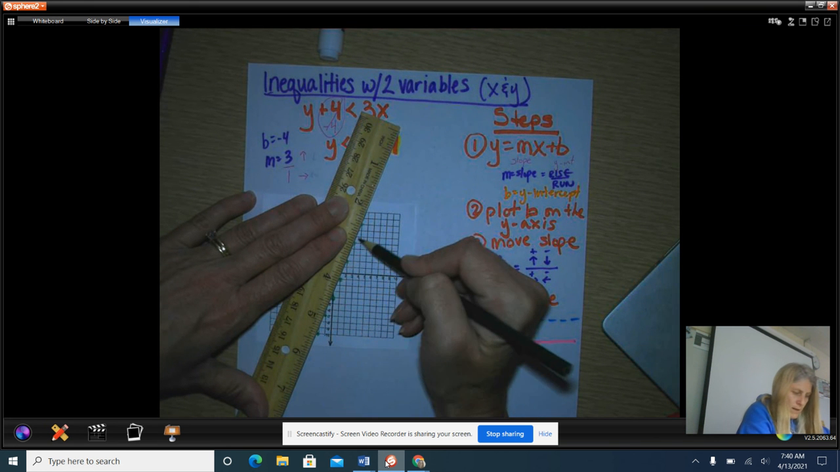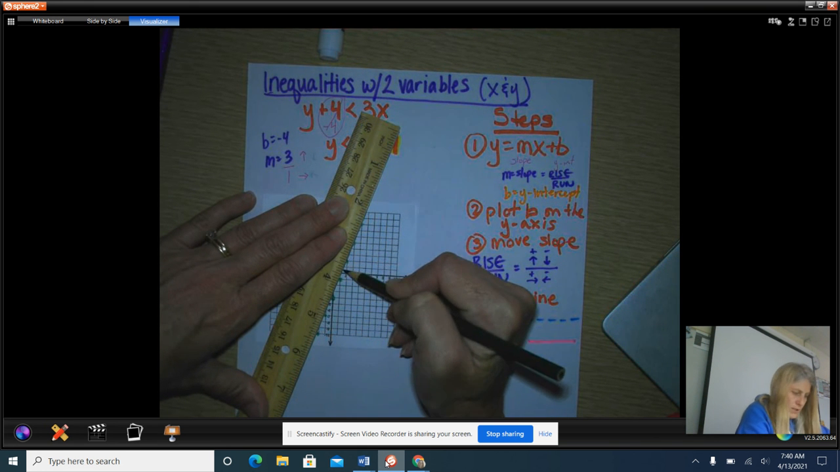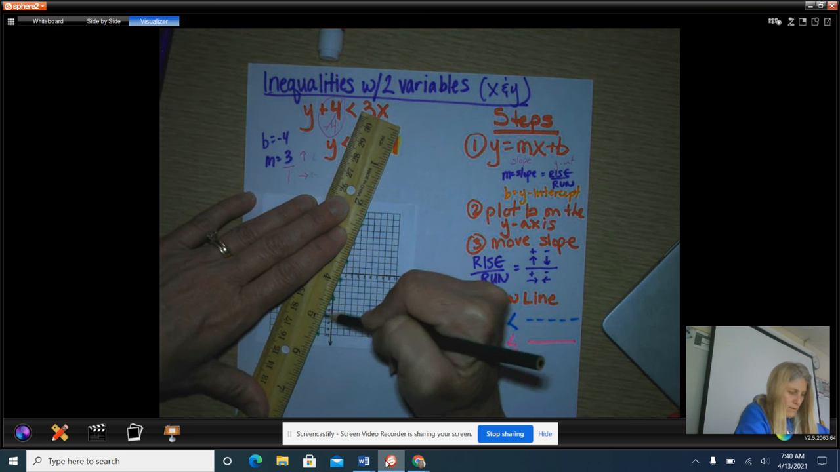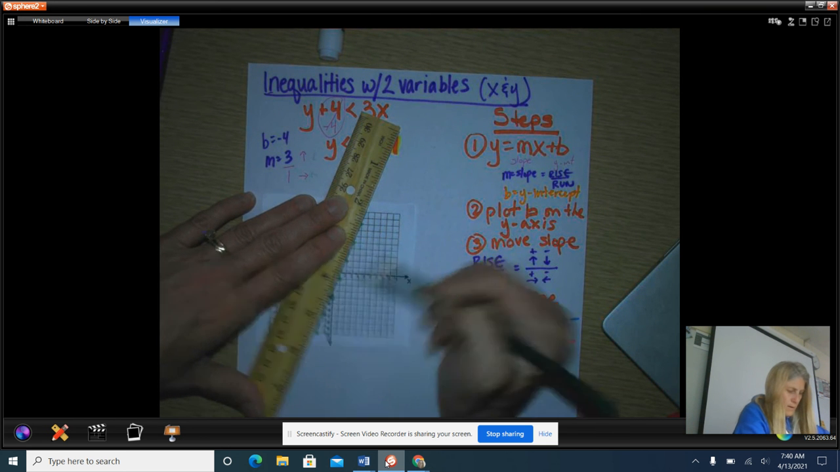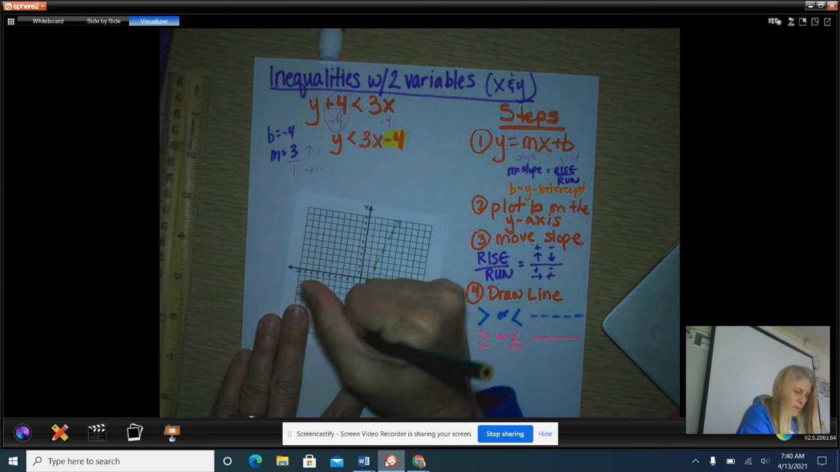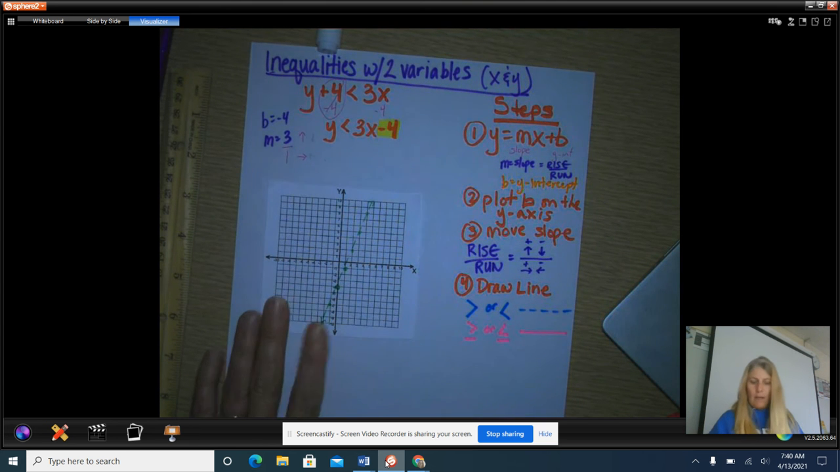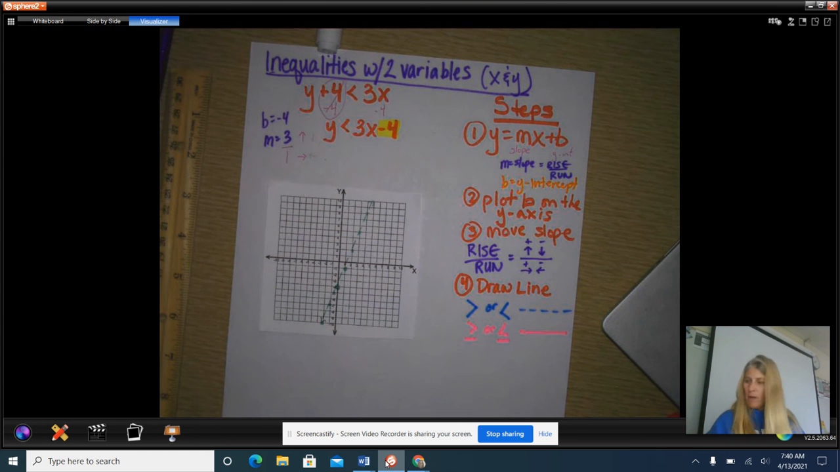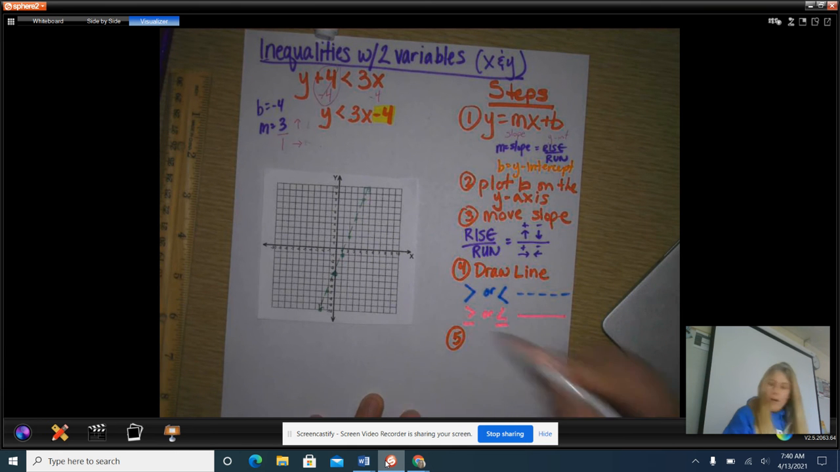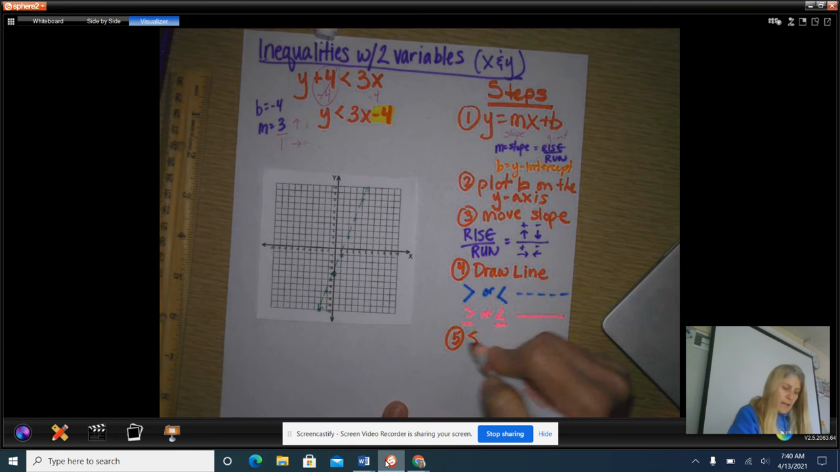So I'm going to go ahead and make a dashed line through all of those points. Okay, and then I'm going to make sure I put an arrow at the end of both sides. Okay, so let's go ahead and move on to step number 5. So we're going to shade for step number 5.